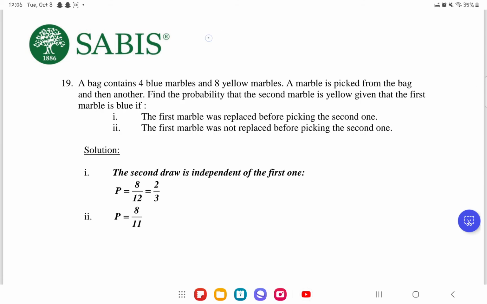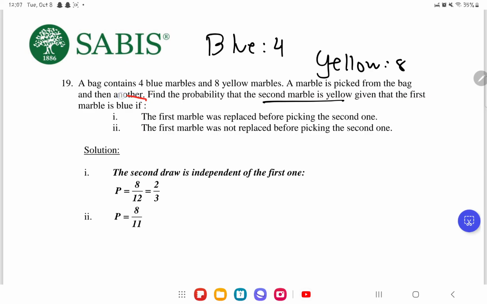A bag contains 4 blue marbles, so blue is 4. And then yellow is 8. A marble is picked from the bag and then another. Find the probability that the second marble is yellow, given that the first marble is blue. Okay, so now we have what? We have that the first marble is blue.